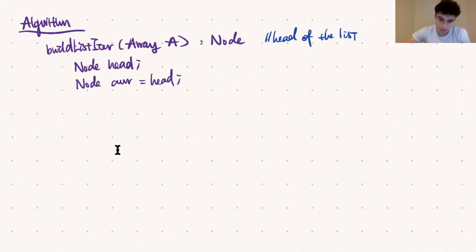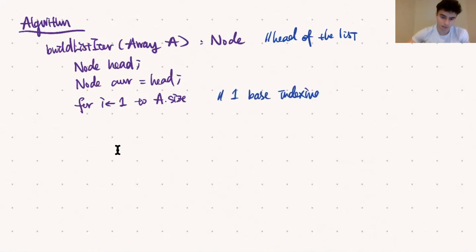Now we want to traverse over the array, and how we do that usually is with a for loop. So we're going to say for i equals 1 to A.size. Now notice here that we are using 1-based indexes of this array, which is why we don't need to worry about size minus 1 and starting at 0. So we're going to start at 1, which in our pseudocode here, we assume to be the first member of the array.